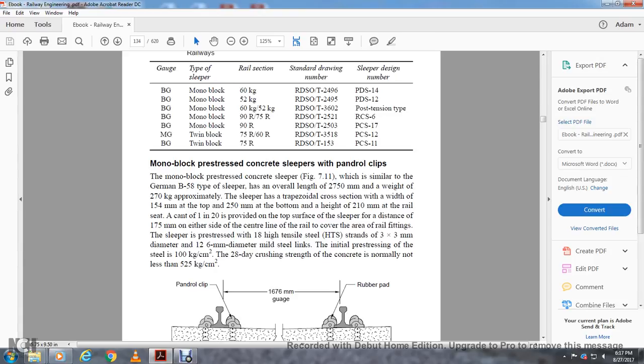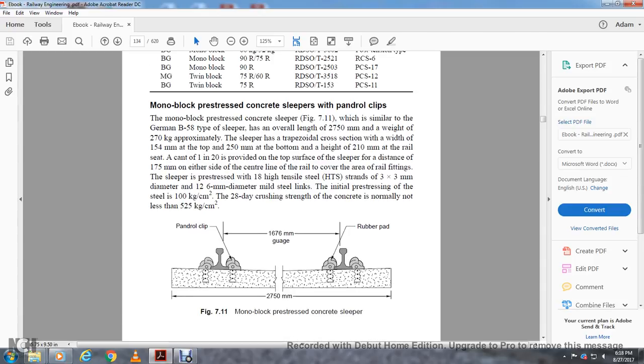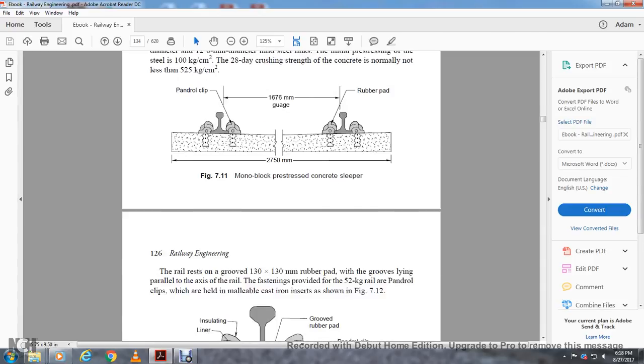The sleeper is pre-stressed with 18 high tensile steel strands of 3 millimeter diameter, 12 of 3 millimeter diameter, mild steel tank. The initial pre-stressing of the steel is 100 kilograms per centimeter squared. The 28-day crushing strength of the concrete is normally not less than 525 kilograms per centimeter squared.